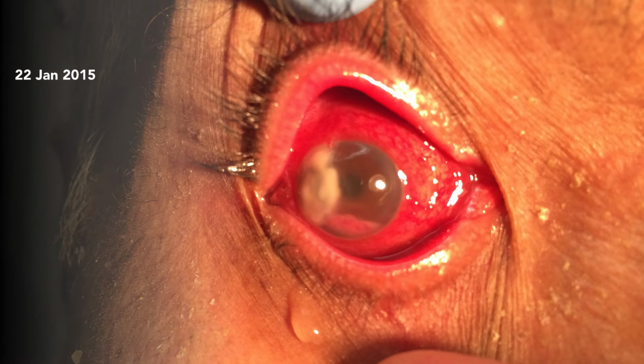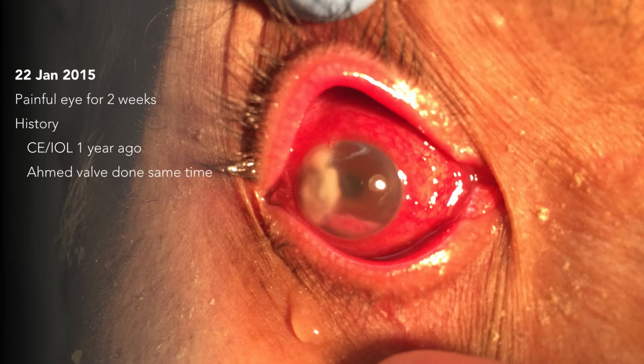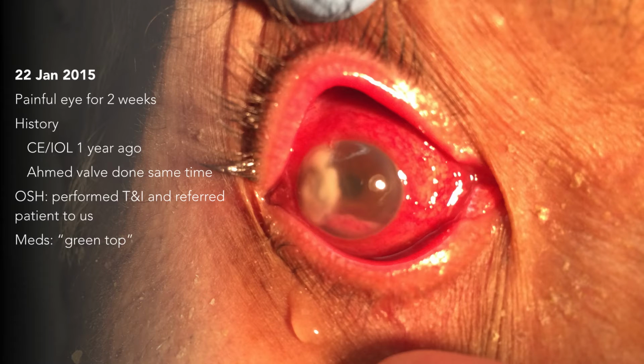So on the 22nd of January he came over to Wilford Hall, and he'd had a painful eye for 2 weeks. His history, and he was not the best historian, was cataract surgery about a year ago. It takes a little while to remember some of these people. And an Ahmed valve, I think done at the same time. It's a little bit unclear in the history. At an outside hospital, he had a tap and inject performed, and then they referred the patient to us.